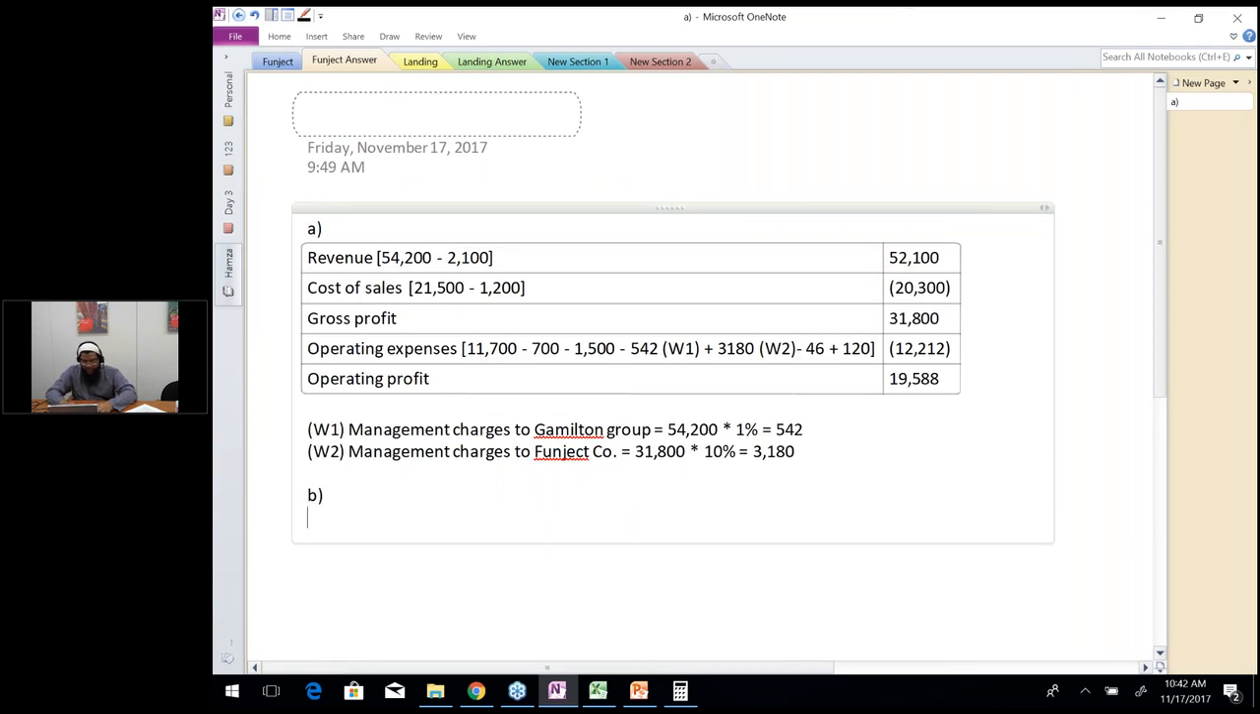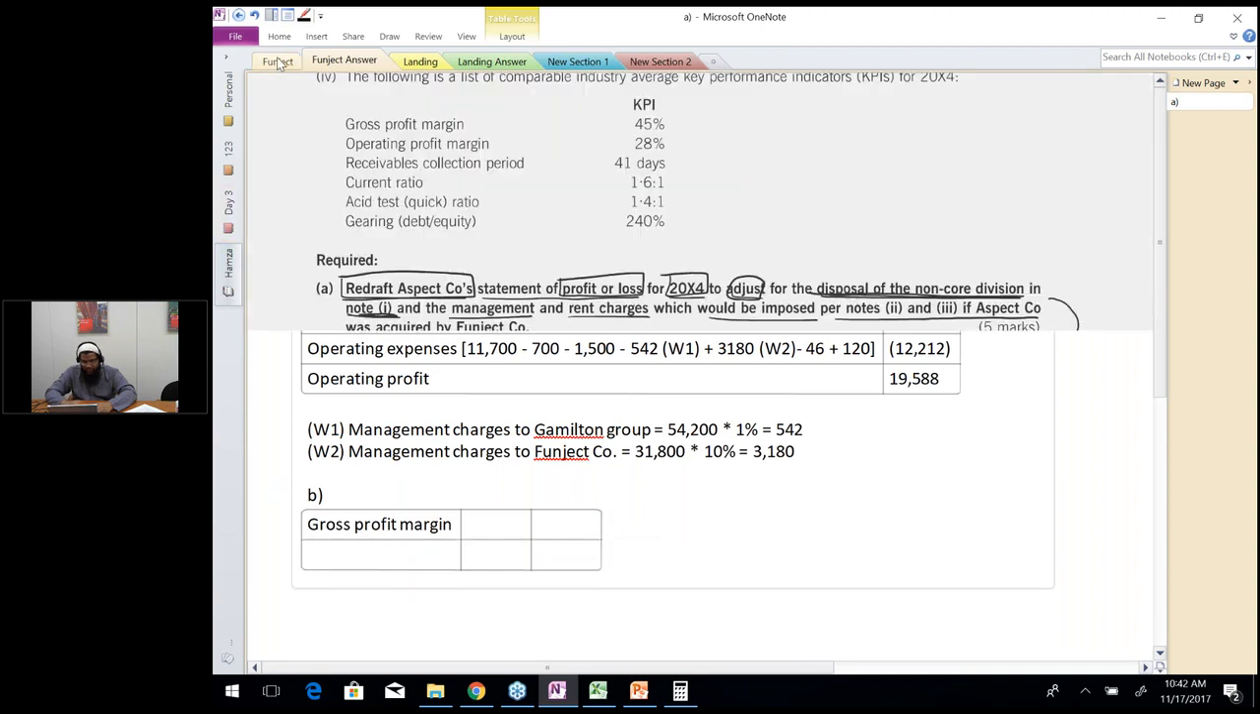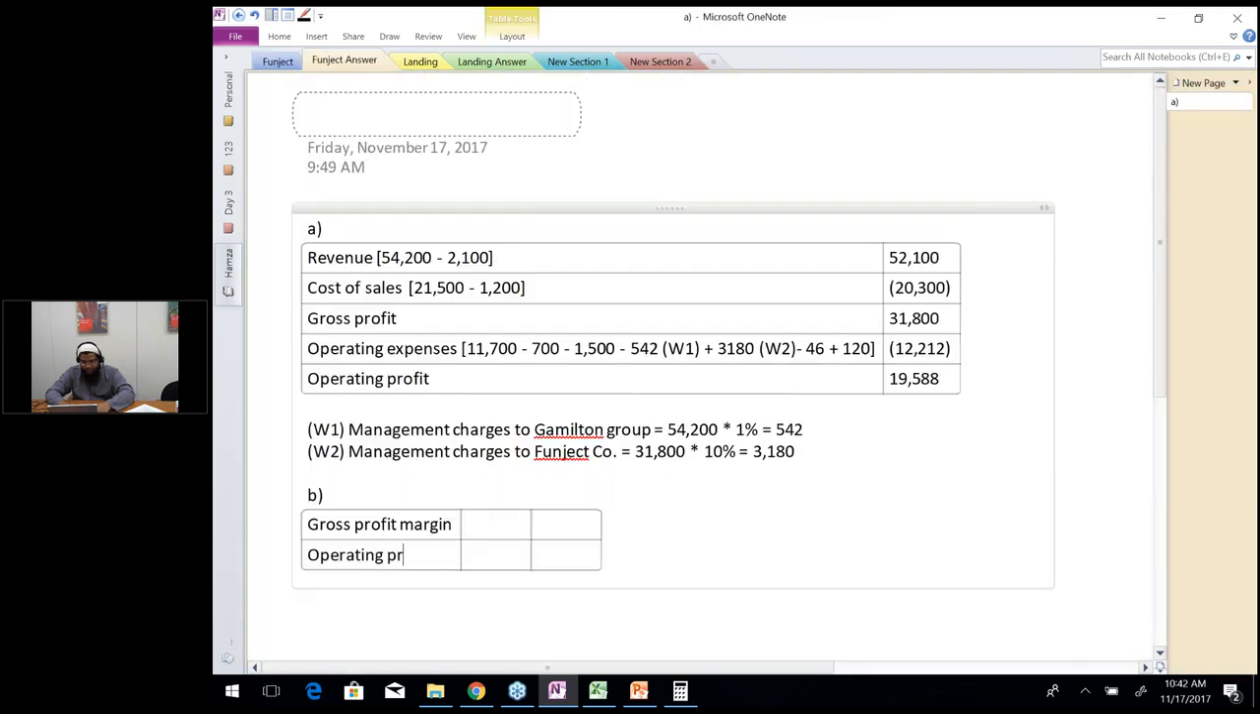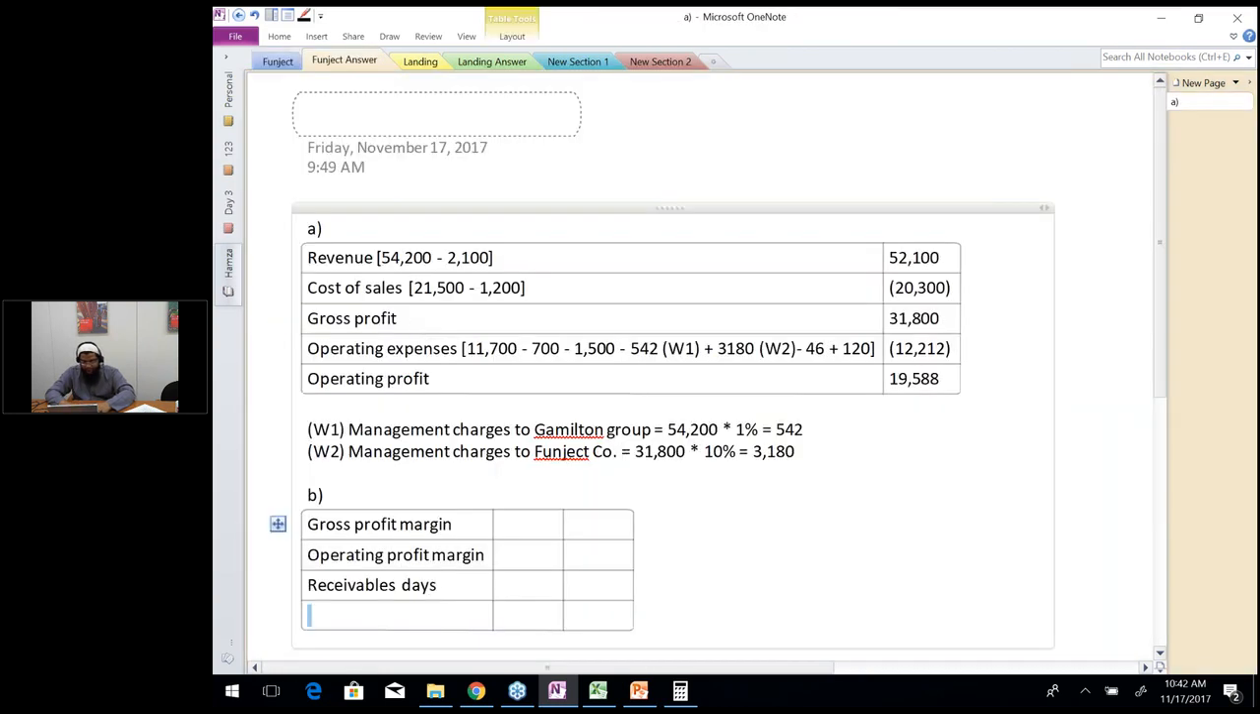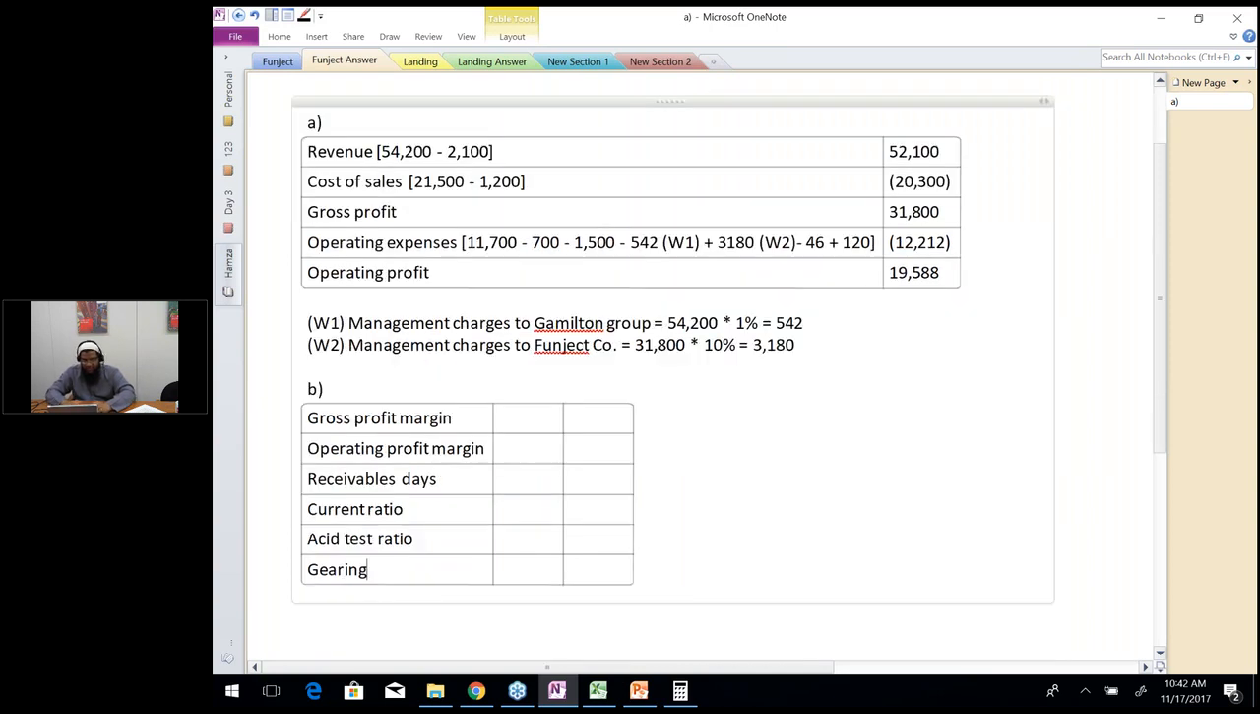So for part B, I'm going to write my answer and I'm going to calculate the gross profit margin. And then I have the operating profit margin. And then we have the receivable days, which means receivables collection period, current ratio, acid test ratio, and gearing. So we have current ratio, acid test ratio, and then we have the gearing ratio. So these are the ratios that we need to recalculate.